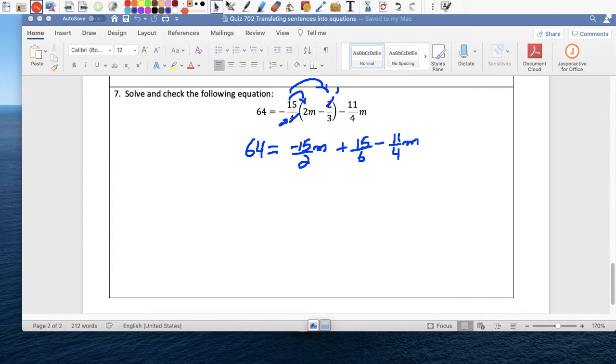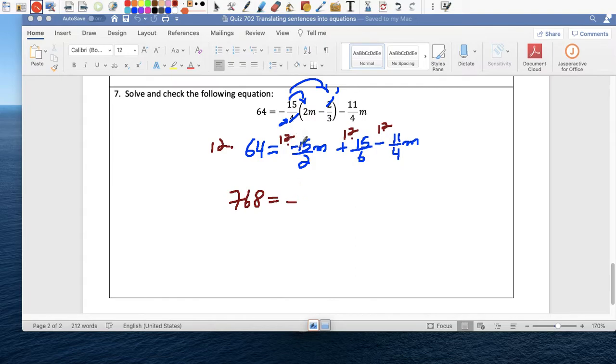So now I'm going to multiply. The LCM between 2, 6, and 4 is 12, so I'm going to pick another color, multiply everything by 12. All the terms multiplied by 12. And multiplying everything by 12, that's 12 times 64. 12 times 64 is 768. So if I multiply, then that's that. 12 times, what is this? 12 times negative 15, so it's going to be a negative number.